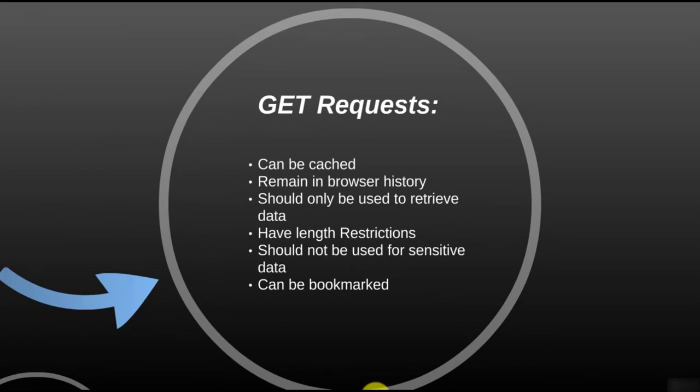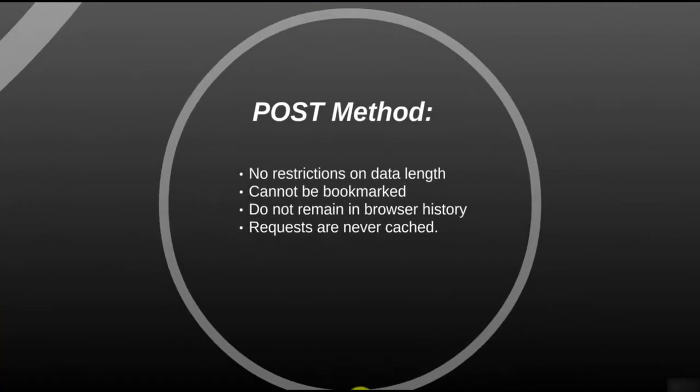Both the post and get method have unique properties that are specific to each one. We'll start with the get method. Get requests can be cached, they remain in the browser history, they should only be used to retrieve data, they have length restrictions, they should never be used when transmitting sensitive data such as passwords, and they can be bookmarked. The post method, on the other hand, has no restrictions on data length, cannot be bookmarked, does not remain in browser history, and the requests are never cached.